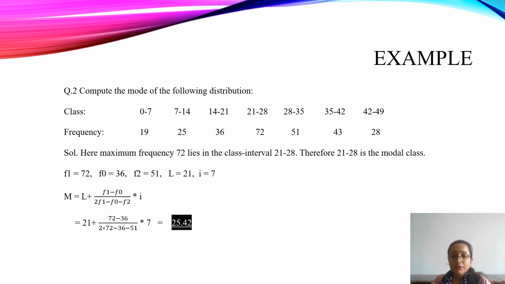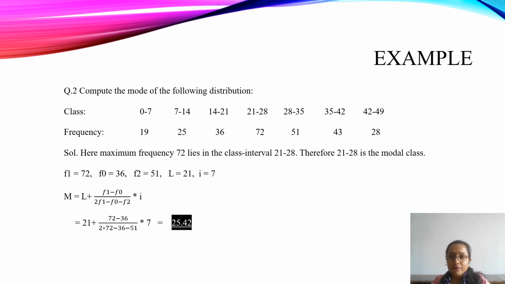Here the class interval and the frequency are already given. Now as we can see, the highest frequency is 72. So 72 is your F1. Then the preceding number 36 is your F naught, and the succeeding number 51 is your F2. Now the highest frequency is your modal class, and L is the lower limit of the modal class. So the lower limit of the modal class is 21, and the difference between class intervals is 7.